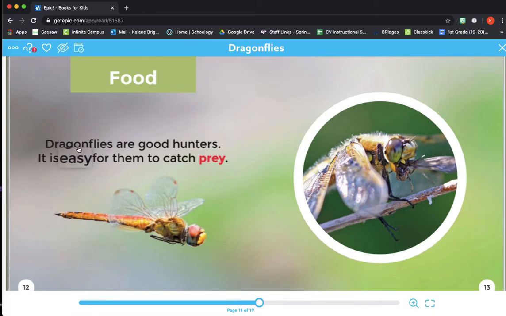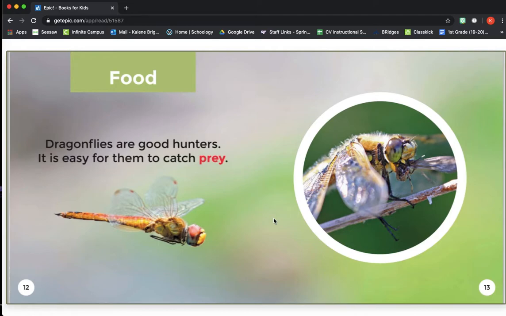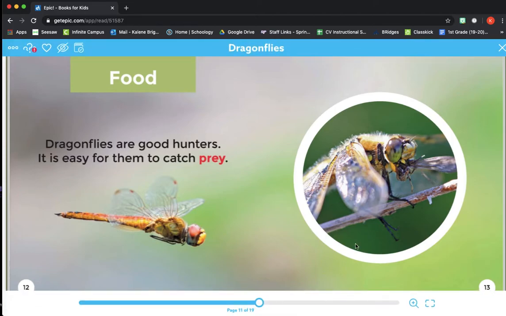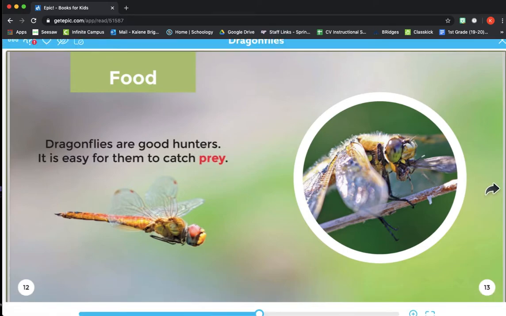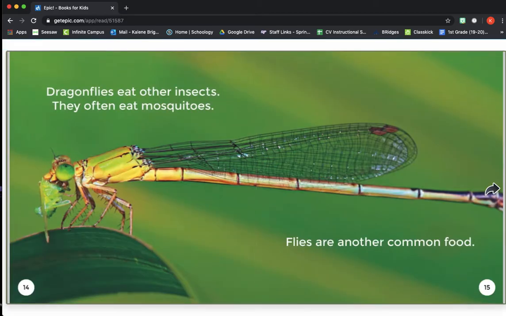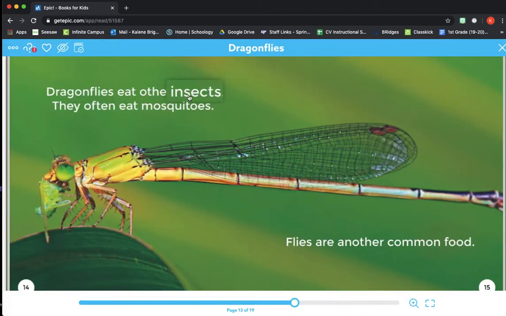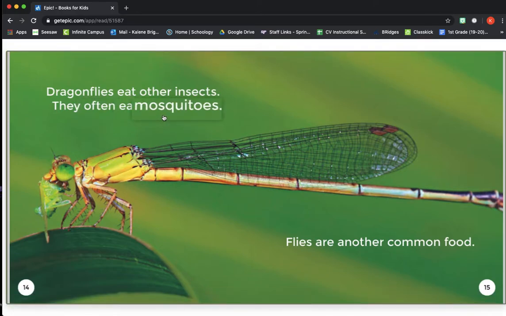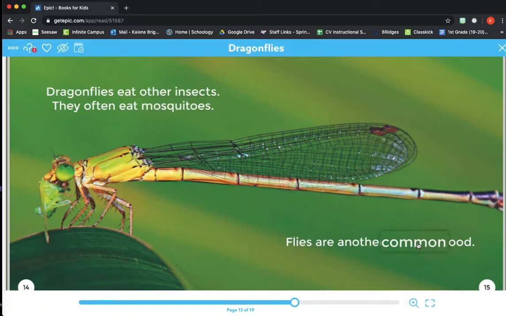Ooh, food. Dragonflies are good hunters. It is easy for them to catch prey. They're catching prey. What does the word prey mean? It is easy for them to catch prey. Oh, this picture helps me out a little bit too. It looks like they're eating something. So prey must be the food that they're trying to catch. Dragonflies eat other insects. They often eat mosquitoes. Flies are another common food.